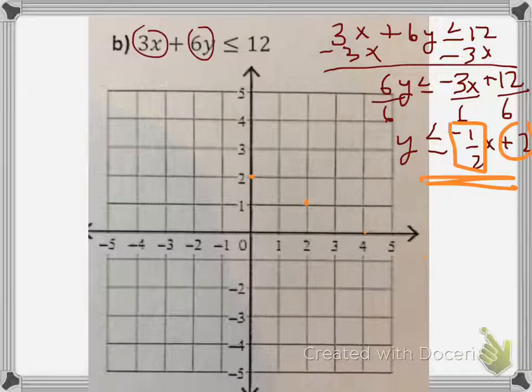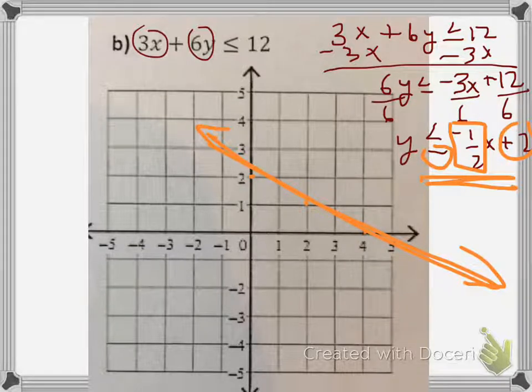Gets you off the graph. This is actually going to be a solid line because of the equal sign. So do the best you can to draw your solid line. Oh, that was really bad. Hold on, let me see if I can do a better job than that. Draw my solid line through those ordered pairs.